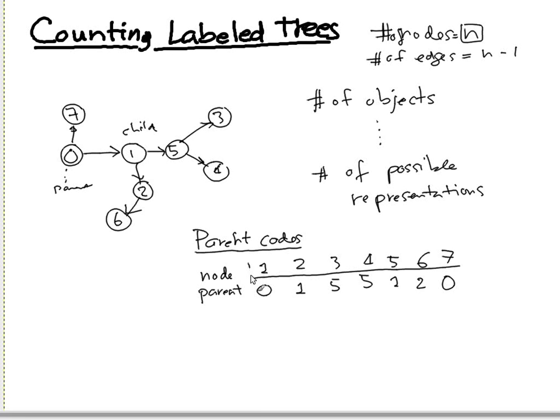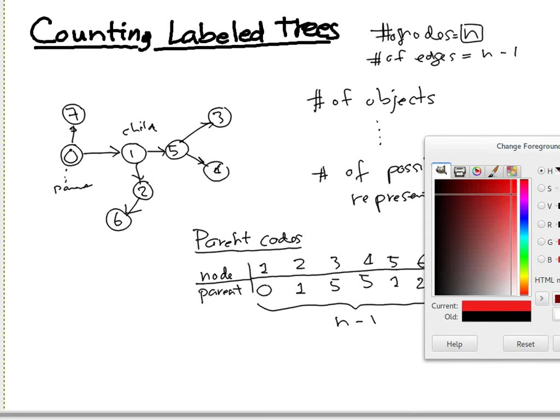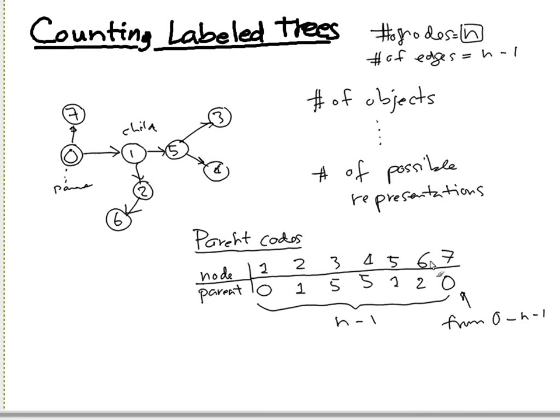Then we have two lines. We can represent label trees with numbers in two lines. Each line contains n minus 1 numbers. Each number is from 0 to n minus 1, right? Note that the first line is always 1, 2, 3, 4, 5 up to n minus 1. So for any code, the first line is the same. So in fact, the actual information is in the second line.